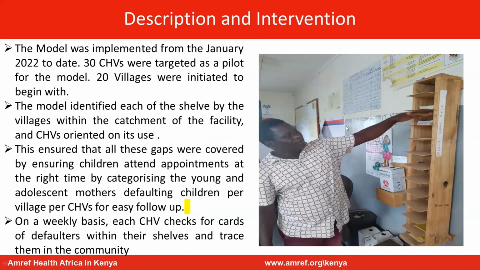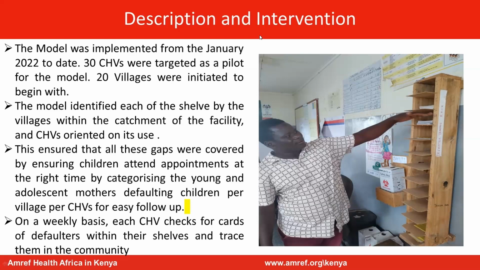This model was implemented from January 2022 to date, and we piloted with 30 CHVs who were trained and supported. These CHVs were supporting 20 villages where the model was initiated. As you can see in the photo, the model basically involves a track shelf, labeled per village. The main target was the young and adolescent mothers. Every village with young adolescent mothers had its shelf, so that every CHV is able to man a specific shelf. For example, CHV A has 20 young mothers in his villages, CHV B has 15 young mothers.